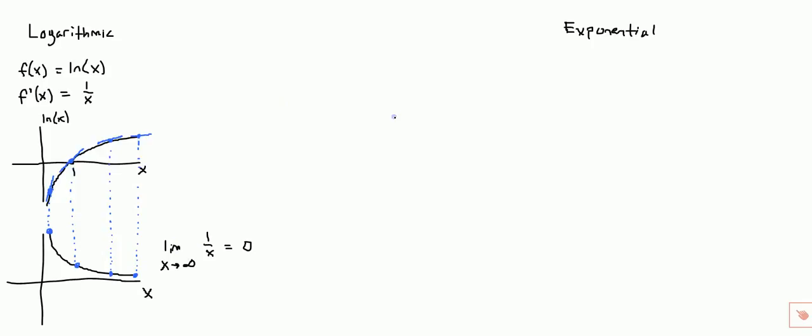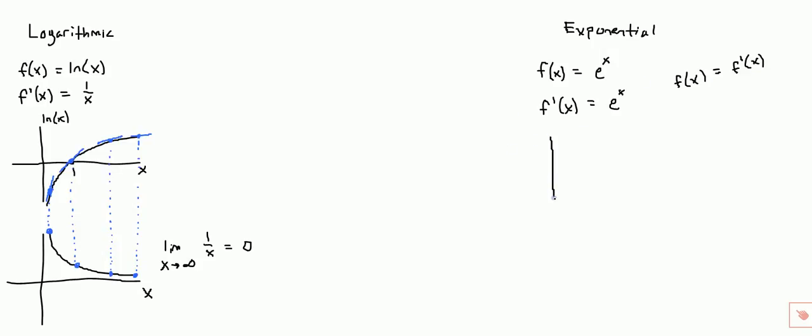Okay? So let's look at exponential. F of x equals e to the x. F prime of x is also equal to e to the x. It's the same thing. F of x is equal to f prime of x. This is the only function that this is true for, aside from f of x equals 0, right? It's pretty interesting. Function equals its own derivative.